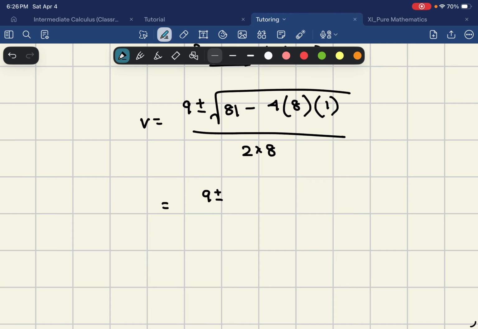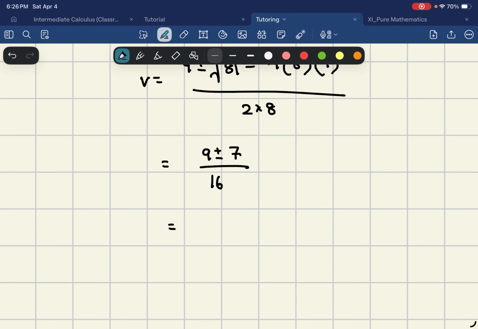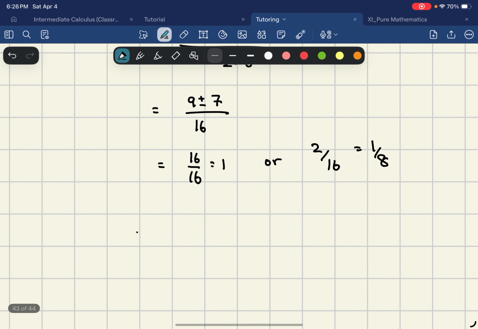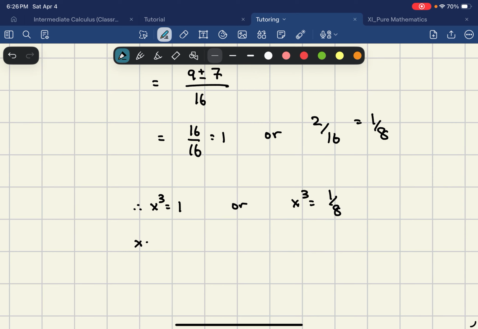a is 8 times c is 1, divided by 2 times 8. 9 plus or minus the square root of 81 minus 32. I think that is 49 again. So 49, so 7, divided by 2 times 8, which is 16. So that gives me 16 over 16, which is 1, or 2 over 16, which is 1 over 8. So I know x cubed is equal to 1, or x cubed is equal to 1 over 8. So x is equal to 1, or x is equal to 1 over 2.